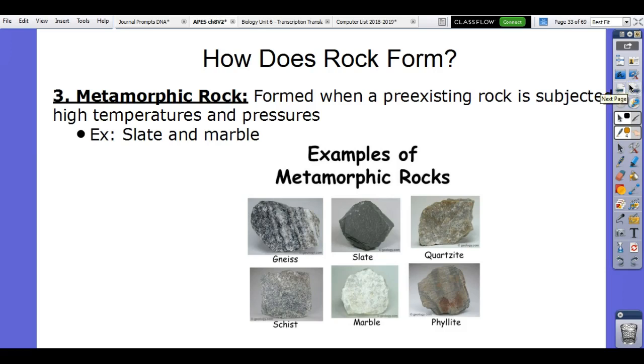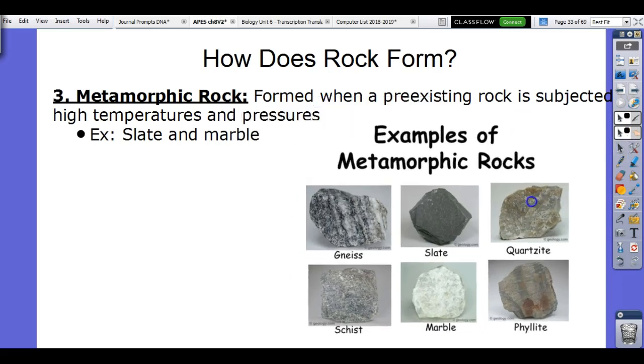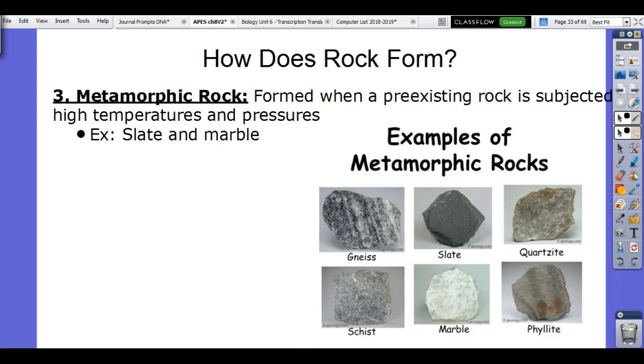And then we have metamorphic rock. So metamorphosis, to morph is to change. So these are rocks that already exist, but they get changed because they're under heat and pressure. So metamorphic rocks can include slate or marble, quartzite. So igneous from magma, sedimentary from sediment, and metamorphic rock from pre-existing rocks.